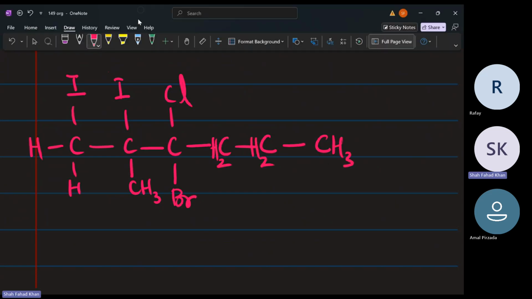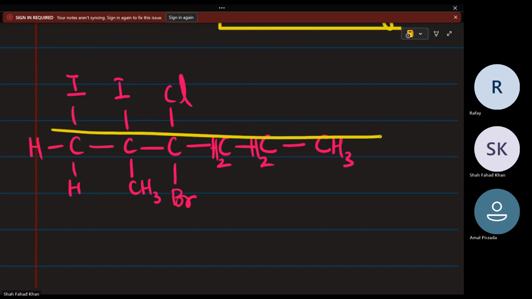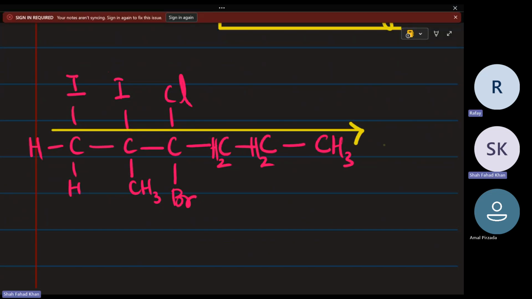Have you identified the longest continuous chain already? Yes, this is the longest chain. What side do we number it from? The left side. Why the left side? Why not the right? The left side because... Yeah, keep going, you're saying it correctly. I know it's the left side, but I'm trying to remember the reason. Because we need to provide the functional groups the lowest possible numbers, right? Okay.